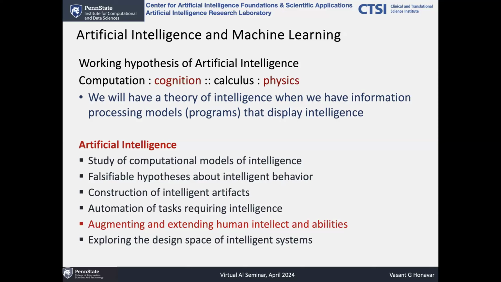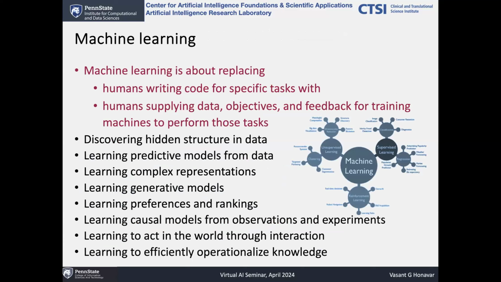The definition that I really like is augmenting and extending human intellect and abilities. So AI is not necessarily to be seen as a replacement for human effort, but rather one that augments it and complements it in useful ways. And last but not the least, you can also think of AI as the study of the design space of intelligent systems. Human intelligence is one point in that design space. Various types of animal intelligence are other points in the design space. And then, of course, artificial intelligence also occupies the same space. So we can look at various dimensions of that space and see how these different types of intelligent systems relate to each other.